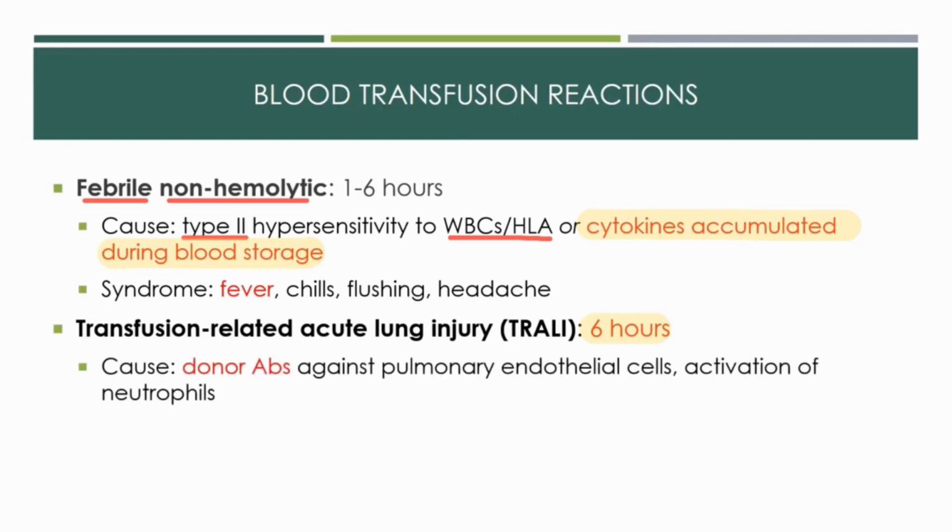It's the only one that involves donor antibodies as the problem, and they attack pulmonary endothelial cells, causing inflammation and recruitment of neutrophils. Recipient neutrophils that are sequestered at the site of inflammation are then activated by other bioactive products in the blood, causing even more lung injury.